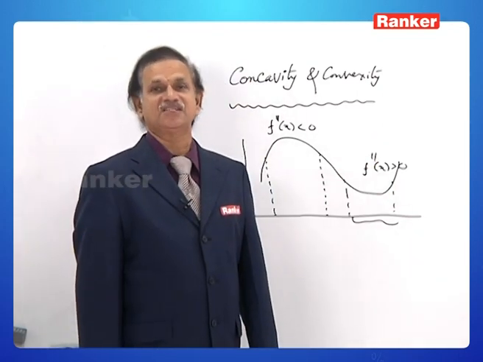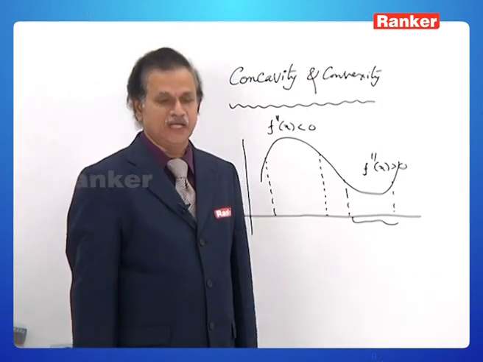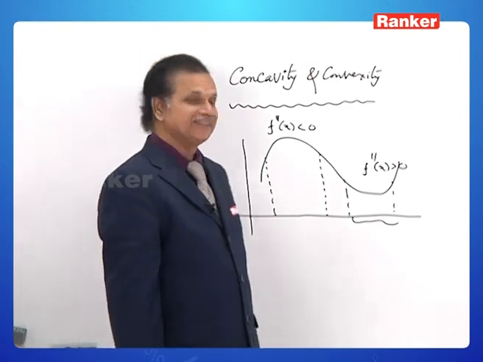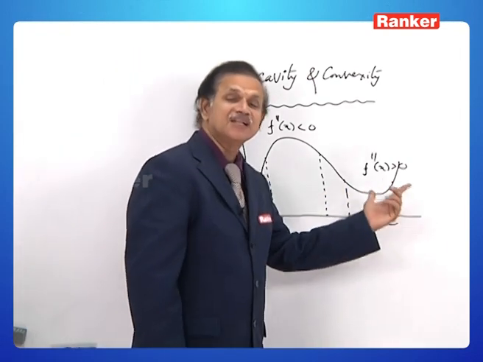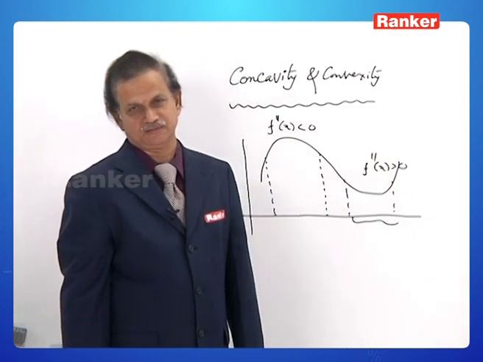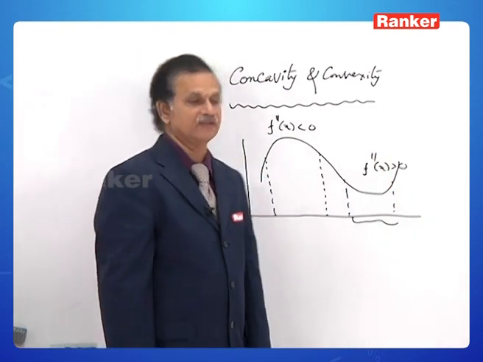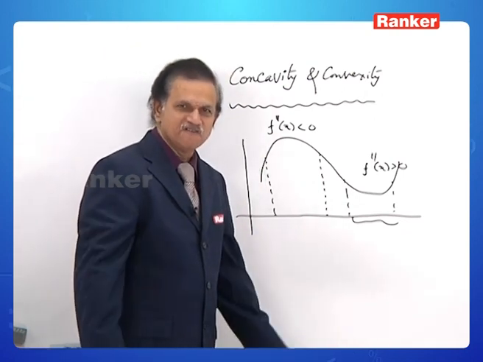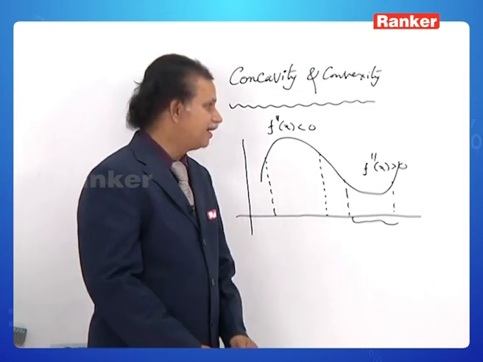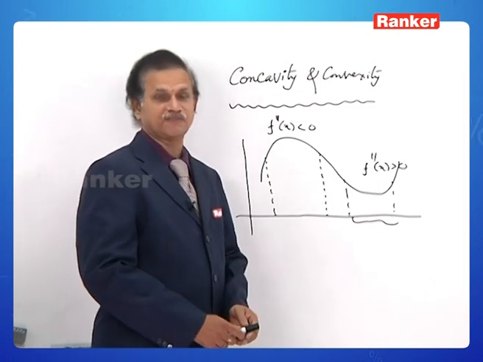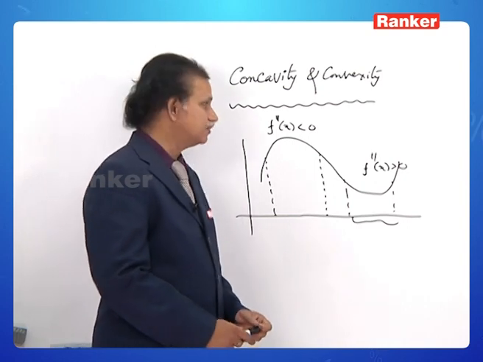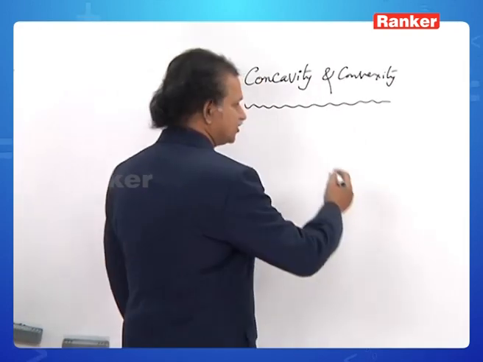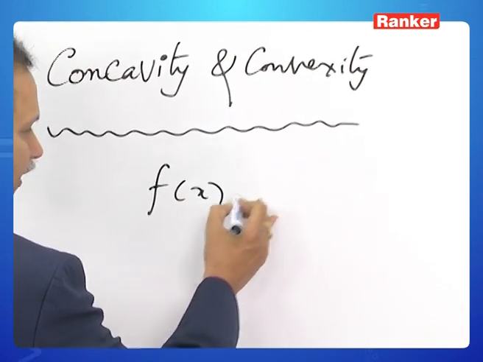If f double dash x, that is the second derivative of f of x, is positive in a particular interval, then we say that the function is concave in that region, and f double dash x less than 0 implies the function is convex in that region. We shall now look at some examples of concavity and convexity and some special character of concave and convex functions. Let us consider the function f of x equal to sin x.